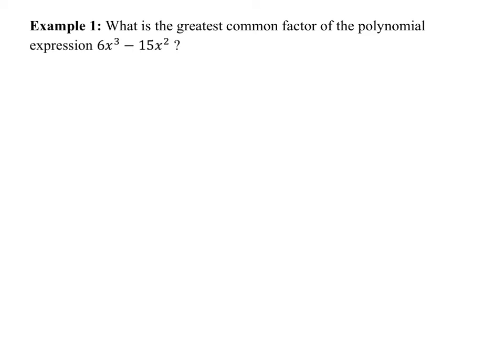So we have 6x to the third minus 15x squared, and we want to find the GCF in this problem. Think about this again as prime factorization. This would really be 3 times 2 times x times x times x minus 3 times 5 times x times x. Once you're good at this, obviously you're not going to do this every time. You can see it, but this is what you should be visualizing in your head.